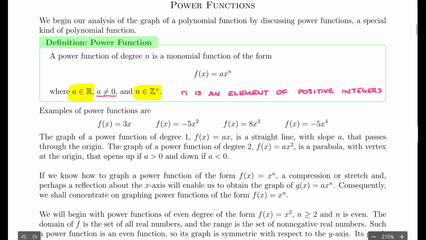So some examples of power functions are listed right here. The first one, f of x equals 3x, is a degree 1 polynomial with a leading coefficient of 3. The second one is a degree 2 with a leading coefficient of -5. The third one is a degree 3 with a leading coefficient of 8. And the last one is a degree 4 with a leading coefficient of -5.